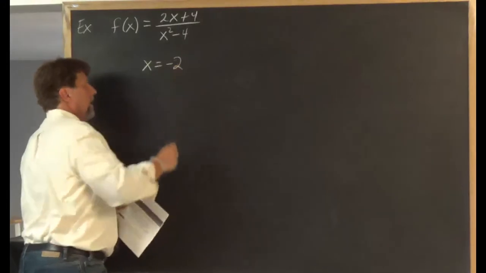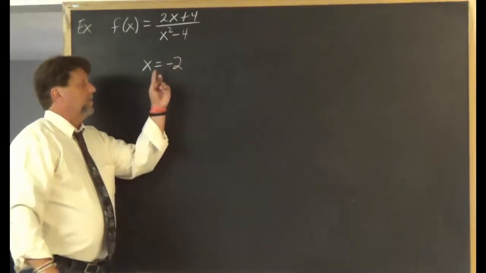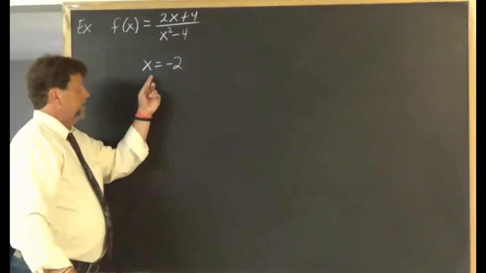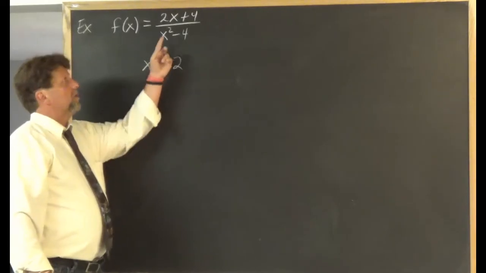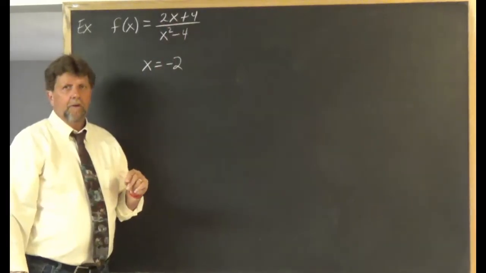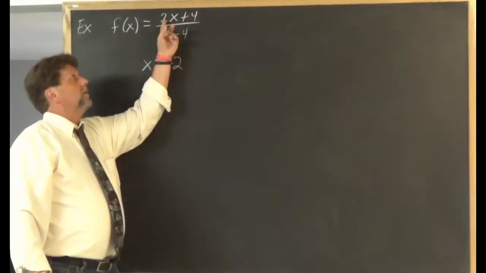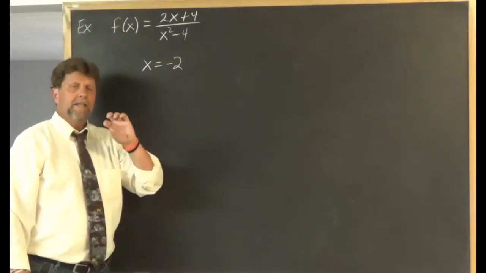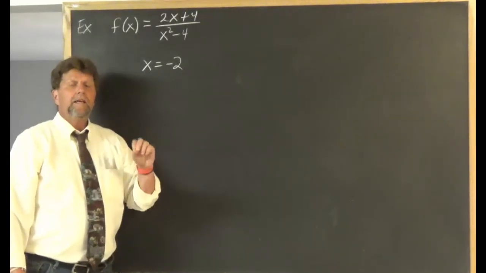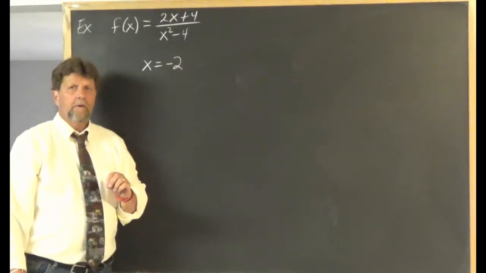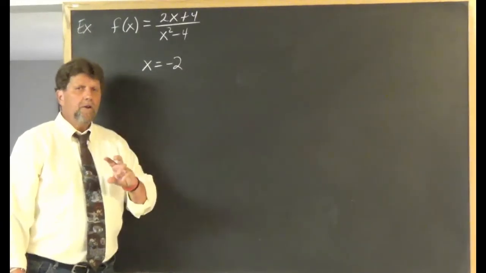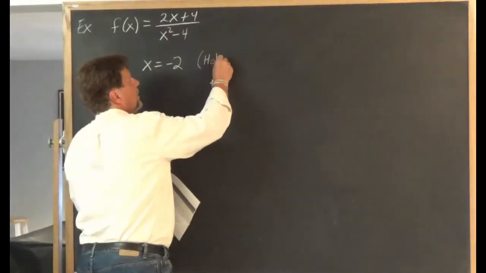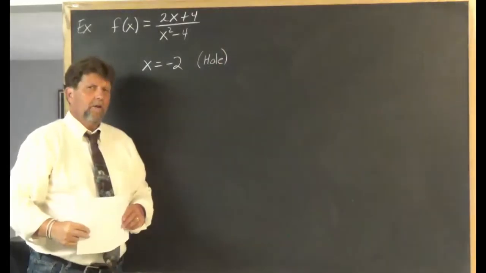So let's start by analyzing x equals negative 2. This is a value of x that makes the denominator 0. Notice that this value of x also makes the numerator 0. Put negative 2 in here for x. 2 times negative 2 plus 4, that's 0. So this value of x makes the denominator 0 and it makes the numerator 0. Since it makes both 0, I know this value of x is producing a hole in the graph.